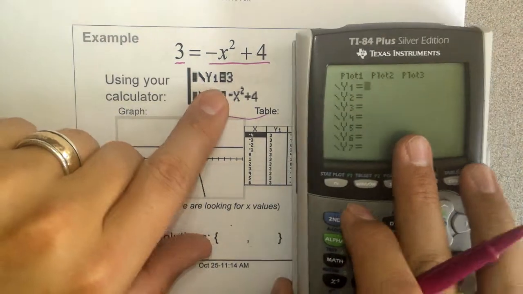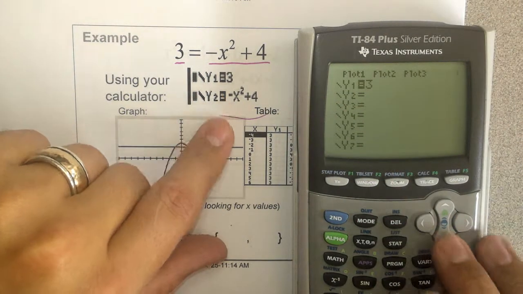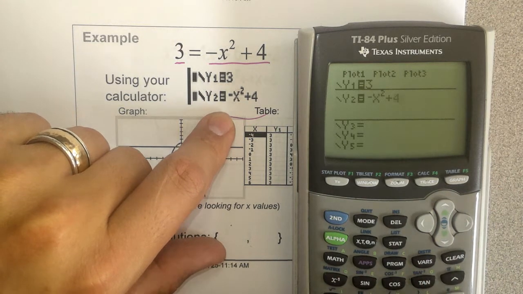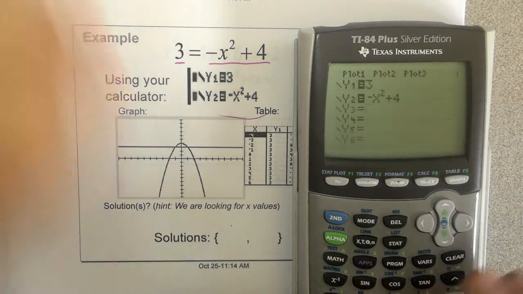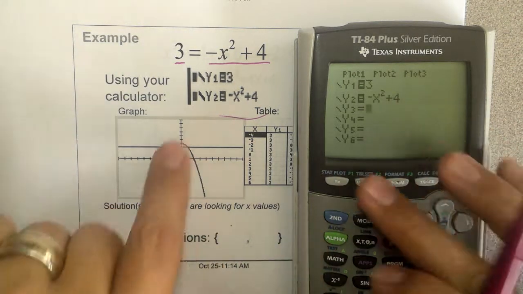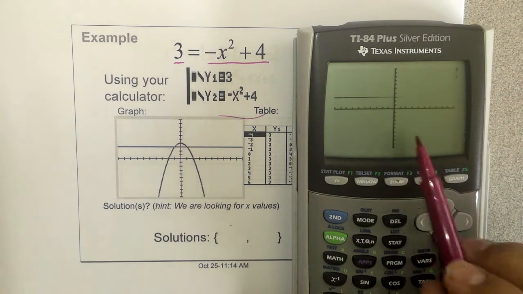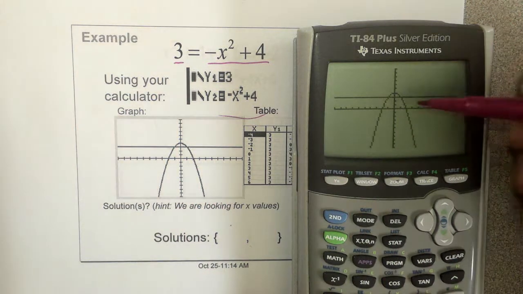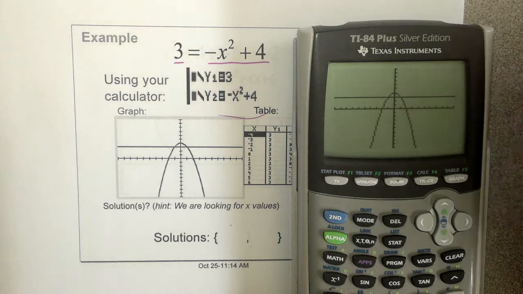So in y1 I'm going to put that 3, and y2 I'm going to put that negative x squared plus 4. First thing I want to show you and talk about is the graph over here. If I press graph, my graph looks remarkably similar to this. I could probably look at my graph.